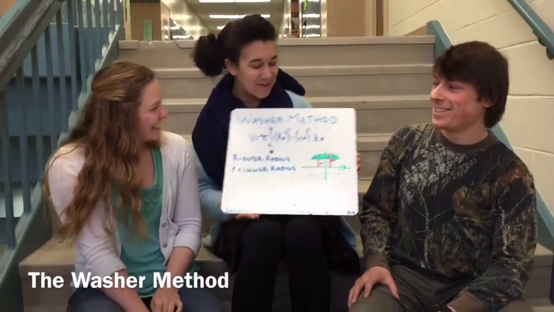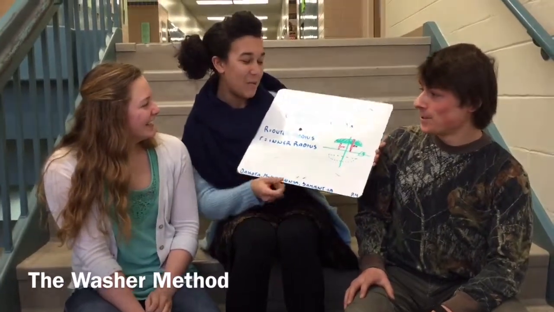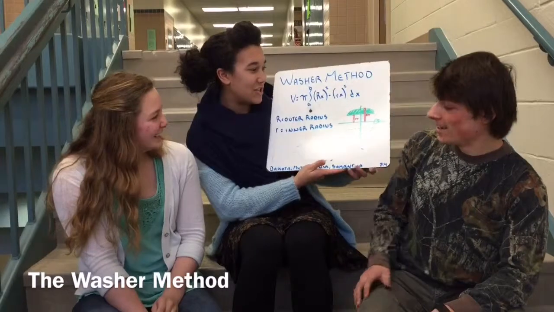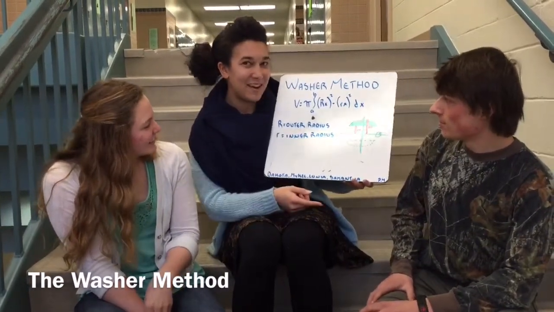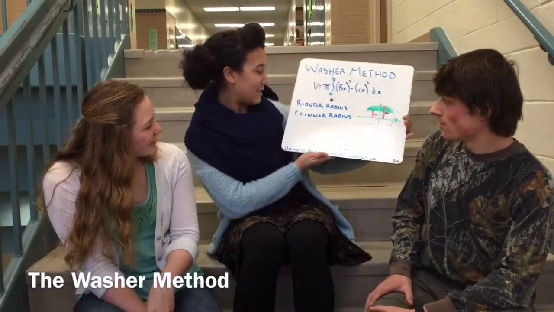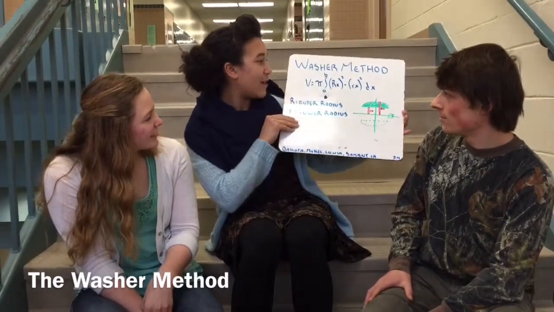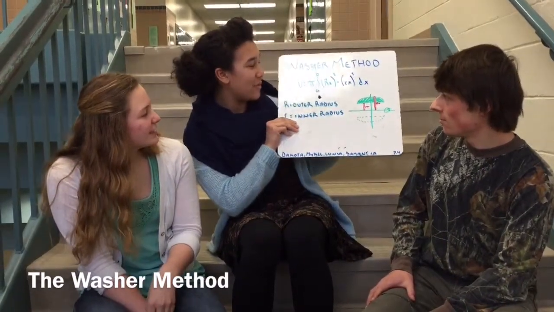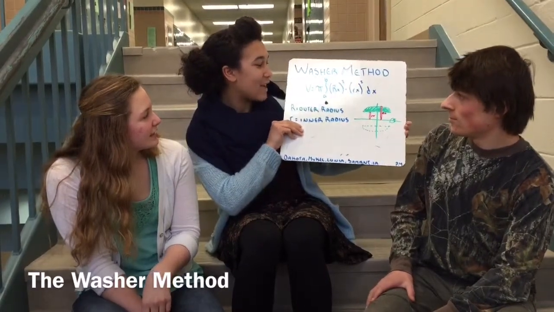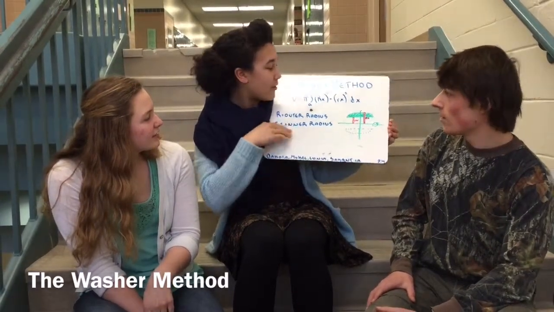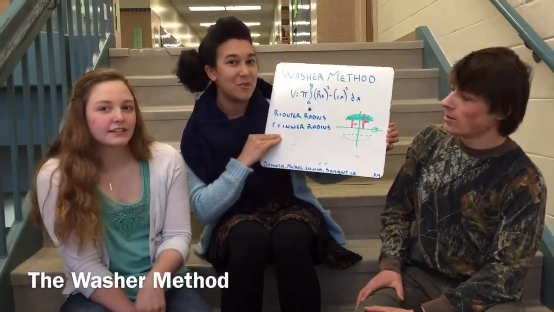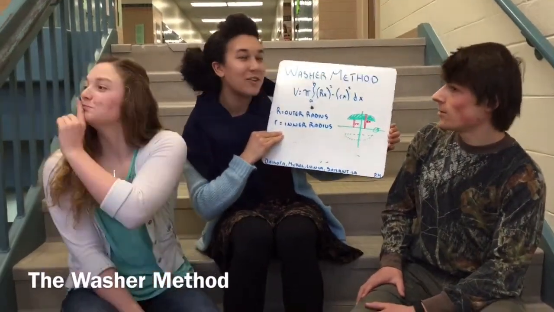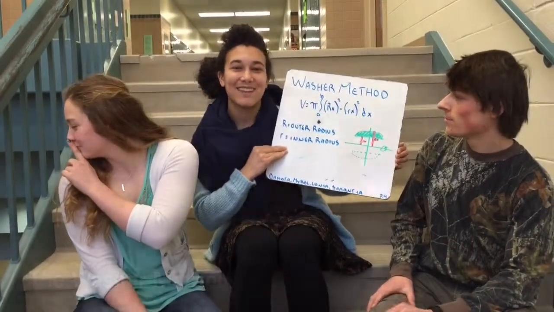So what we are going to be talking about today is the washer method, which is used when a function has an outermost radius and an innermost radius. And the equation is volume equals pi times the integral from a to b of the outer radius squared minus the inner radius squared with respect to x.